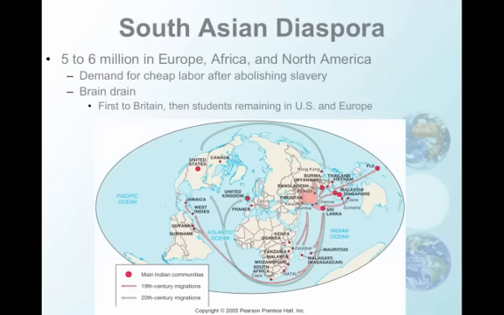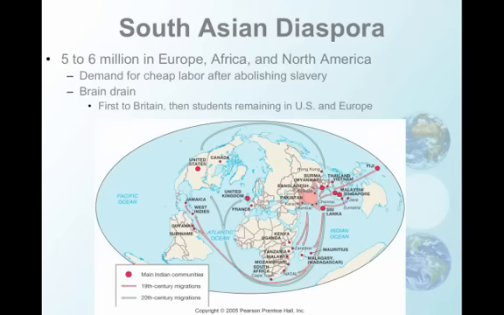Just want to talk a little bit more about population. Here we can see what is known as the South Asian diaspora. So you have 5 to 6 million South Asians who live in Europe, parts of Africa, and also North America. There was a demand for cheap labor after abolishing slavery in the world, and so you have a large number of South Asians going to different parts of the world to fulfill a need for cheap labor.